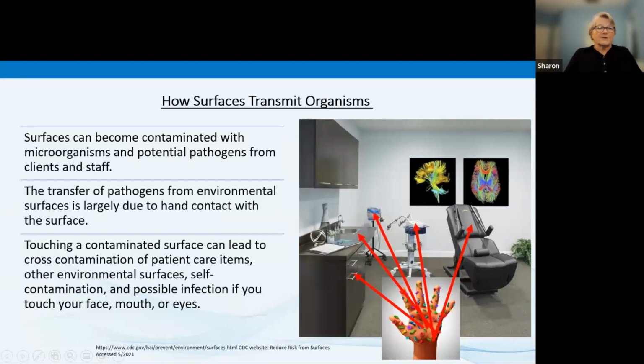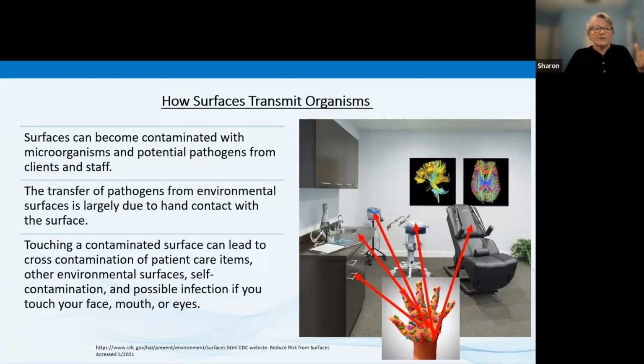Well, surfaces can become contaminated with microorganisms and potential pathogens from you and your clients. Everyone that enters a healthcare facility has the potential to contribute just a little bit of themselves to the environment. It's sort of a creepy thought, but it's absolutely true. So this transfer of pathogens from these environmental surfaces is really due to hand contact with that surface. So it's hands touching doorknobs, treatment tables, head cradles, armrests, exercise, and other equipment. These can serve as pathways to infection.